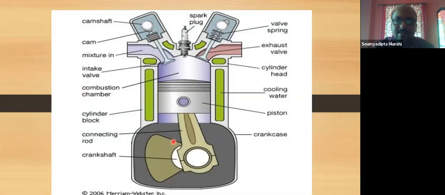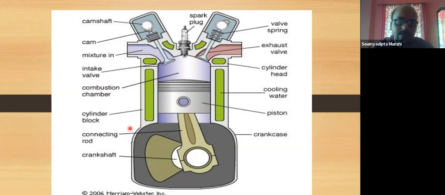Basically this is a schematic of an IC engine. In the schematic you can see a spark plug, the valve spring, cam, mixture in, mixture out, exhaust valve, intake valve, and combustion chamber. That means this is the combustion chamber, and this is also the clearance volume. Inside the clearance volume the combustion takes place.